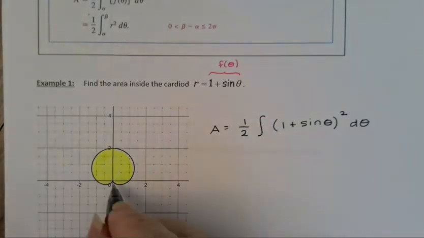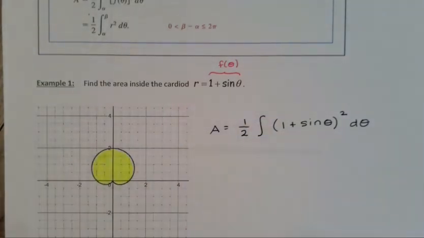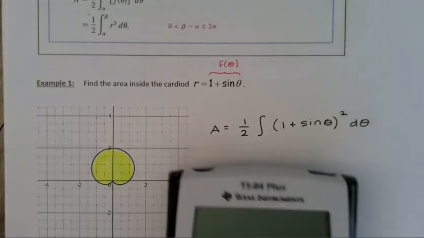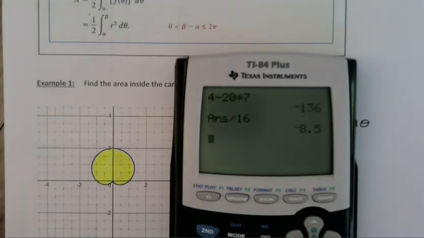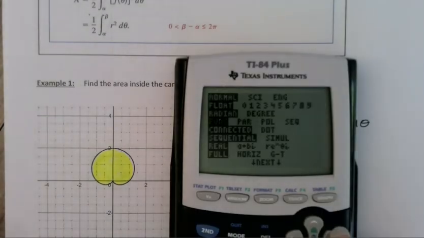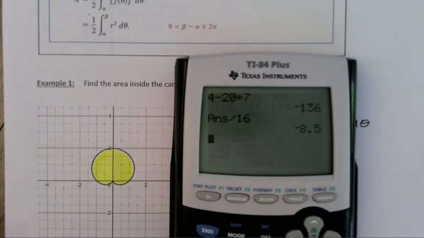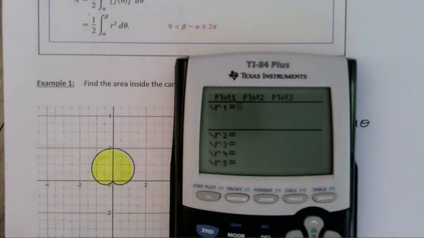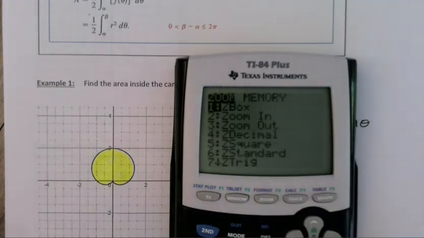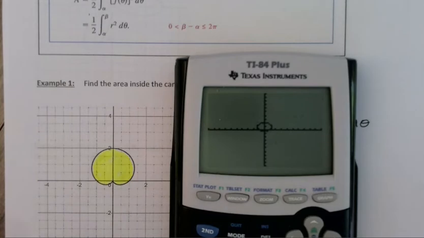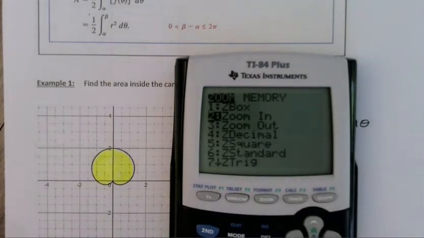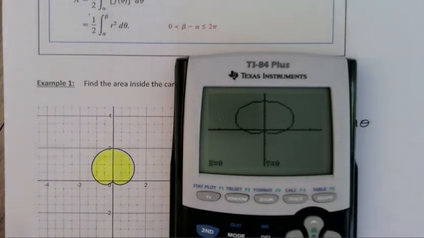Now all I have to do is figure out the limits of integration. In this particular case, since I do want to go all the way around, it's probably 0 to 2 pi. But remember, we did sometimes have shapes that got swept out in just 1 pi, so we should probably verify, just to be sure. If I make sure I'm in polar mode, if I graph my cardioid, 1 plus sine theta, that's pretty small. I'm going to zoom in. That's a little bit better.